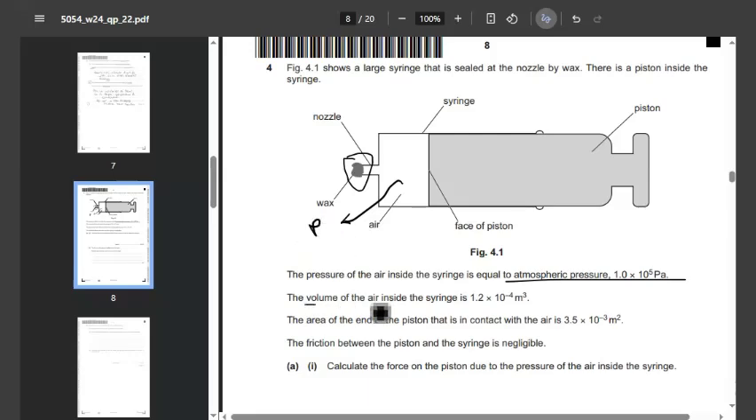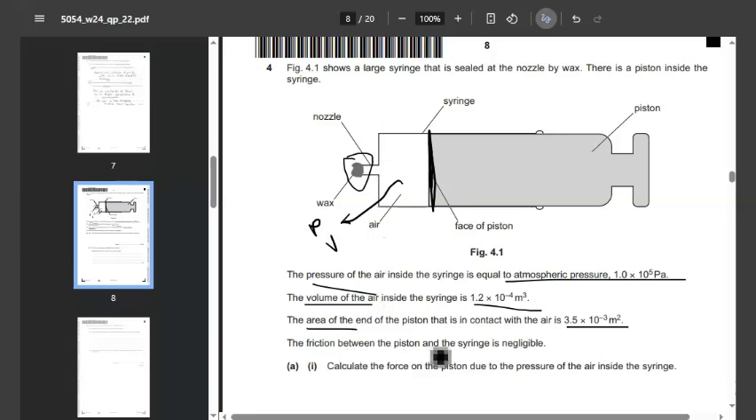So the pressure right here is 1.0 into 10 to the power 5. The volume of the air inside the syringe is 1.2 into 10 to the power minus 4 cubic meter. So the volume is also given for this air. The area at the end of the piston that is in contact with the air is 3.5 into 10 to the power minus 3 square meter. So that means this area is 3.5 into 10 to the power minus 3 square meter. The friction between the piston and the syringe is negligible.